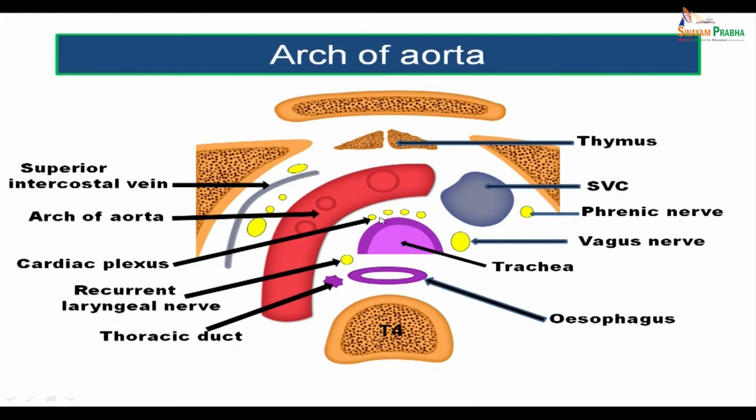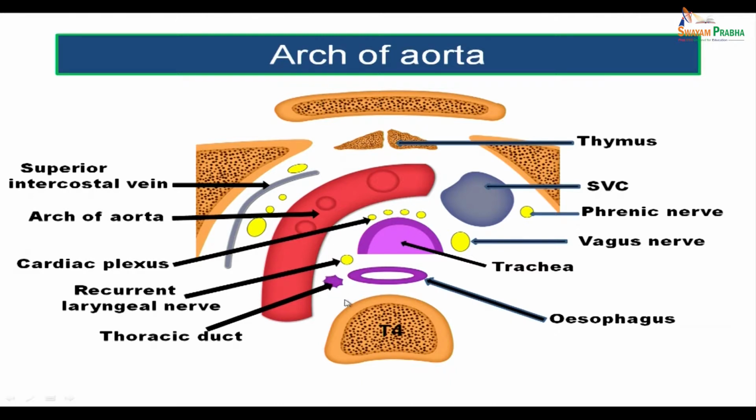You also find the deep cardiac plexus in relation to the arch of aorta posteriorly, which is between the arch of aorta and the trachea. So, this is the deep cardiac plexus. Posteriorly it is related to the deep cardiac plexus, the trachea along with the vagus nerve, and you also find the esophagus posterior to the trachea. The left recurrent laryngeal nerve occupies the tracheoesophageal groove and posterolaterally there is the thoracic duct.